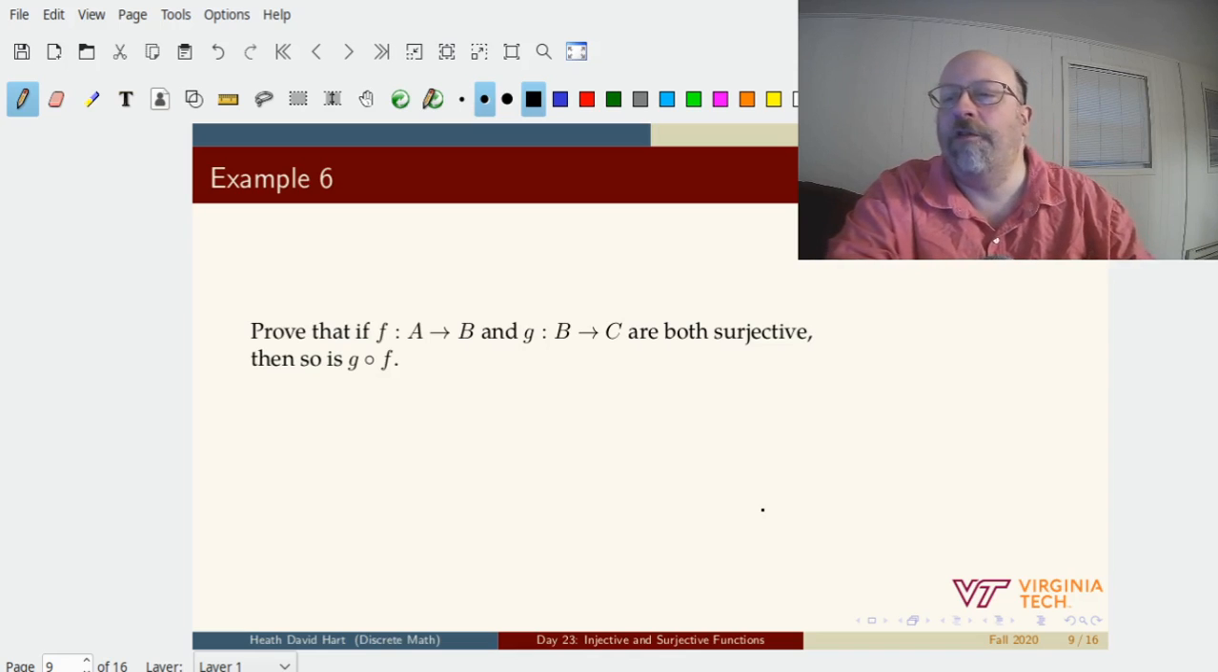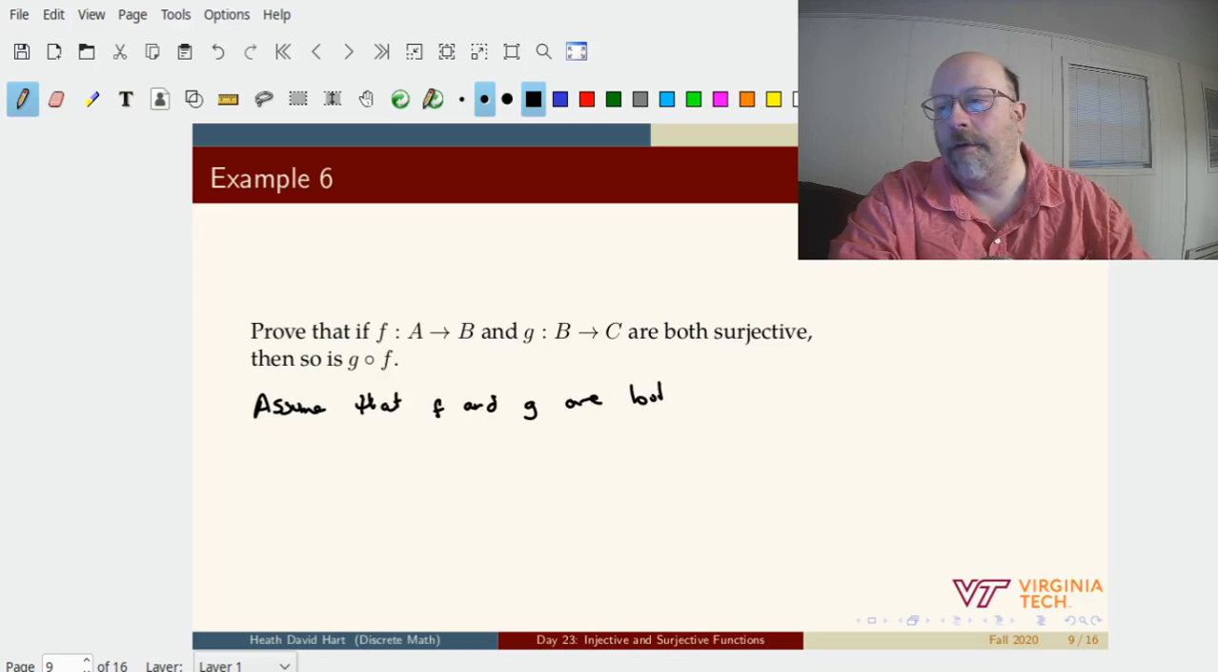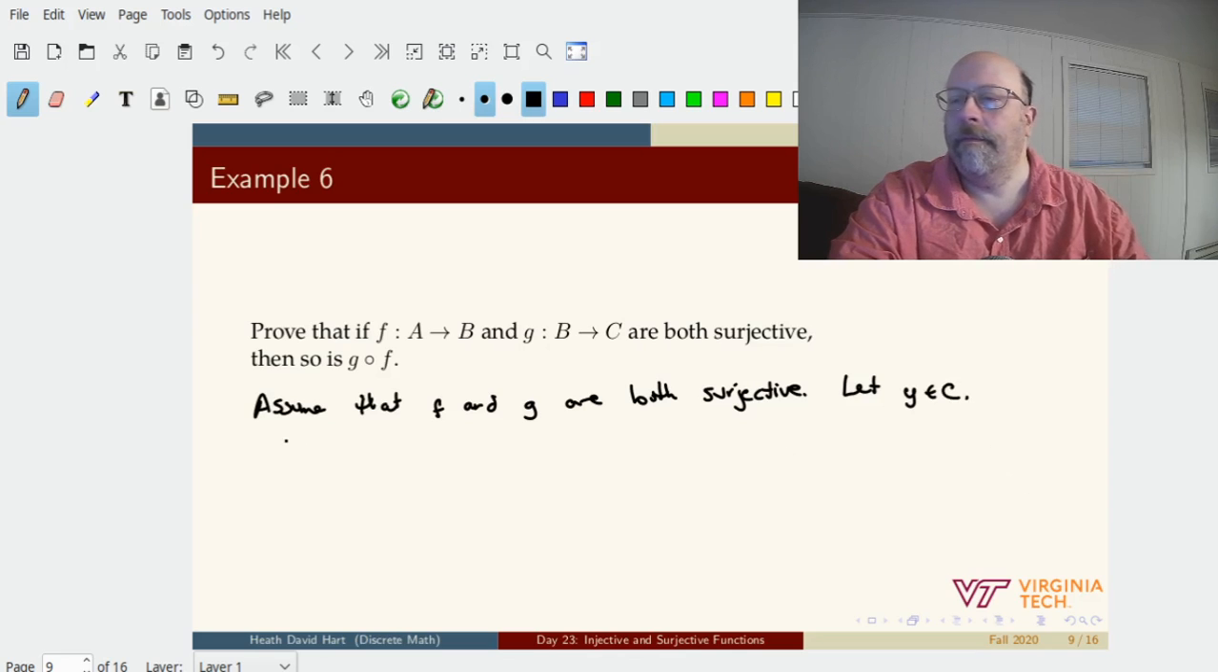If I have 2 surjective functions, then both of them combined together, composed together, are surjective also. So let's assume that f and g are both surjective, and let y be an element of C. Okay?